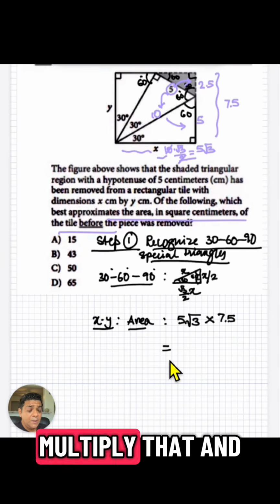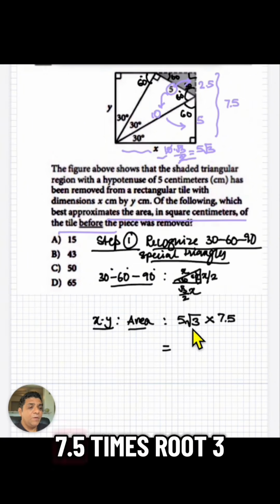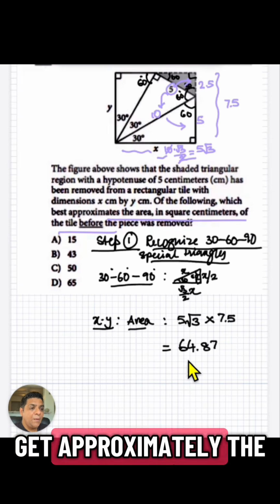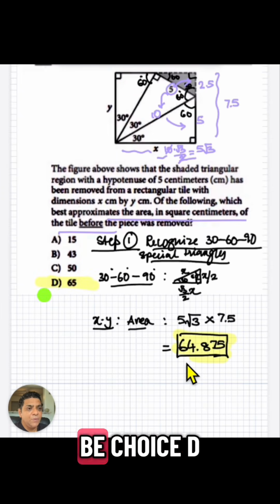So let's go ahead and multiply that and see what we get as the answer. When we multiply 5 times 7.5 times root 3, which is 1.73, we get approximately 64.875. So essentially that is going to be choice D as the correct answer.